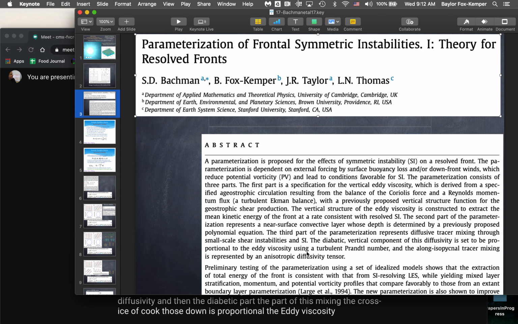So we have two different layers, a convective layer and a deeper SI layer. The shallower layer is diabatic, convective. The deeper layer is adiabatic and has a long isopycnal transport. And then we're going to see how the restratification and extraction of energy sources all works itself out. And then preliminary testing of the parameterization using a set of idealized models shows the extraction of total energy consistent with SI-resolving LES. So we're going to close by getting to a few of those LES results and starting to see how that goes.